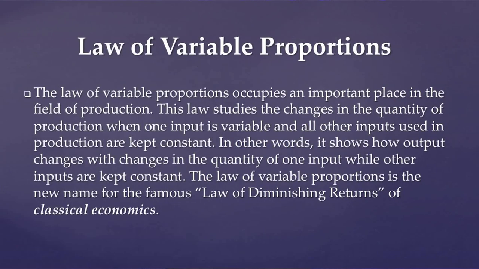Now let us discuss the concept of the law of variable proportions. The law of variable proportions occupies an important place in the field of production. The law studies the changes in the quantity of production when one input is variable and all other inputs used in production are kept constant. In other words, it shows how output changes with changes in the quantity of one input while other inputs are kept constant. The law of variable proportions is the new name for the famous law of diminishing marginal returns, or diminishing returns of classical economics.